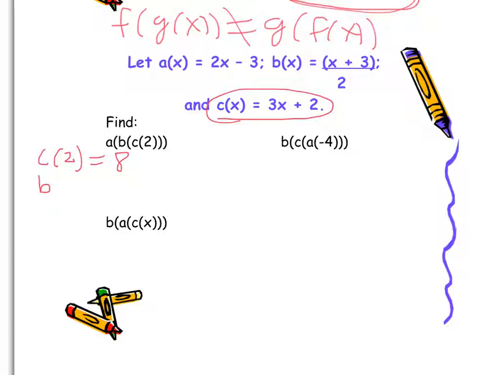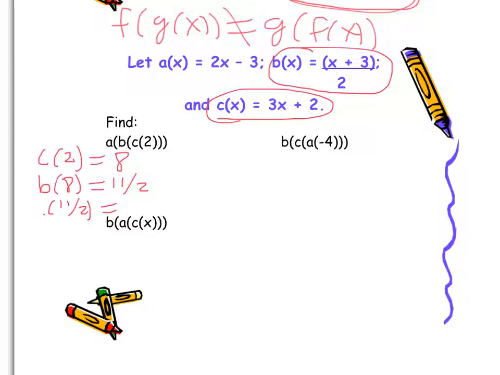And because I'm plugging c of 2 in for b, I would like to know, well, what is b of 8? Well, here's function b. That would be 8 plus 3 over 2. Get a fraction. Okay, and finally, what is c of 11 over 2? Plugging that in for x. Whoops, excuse me.